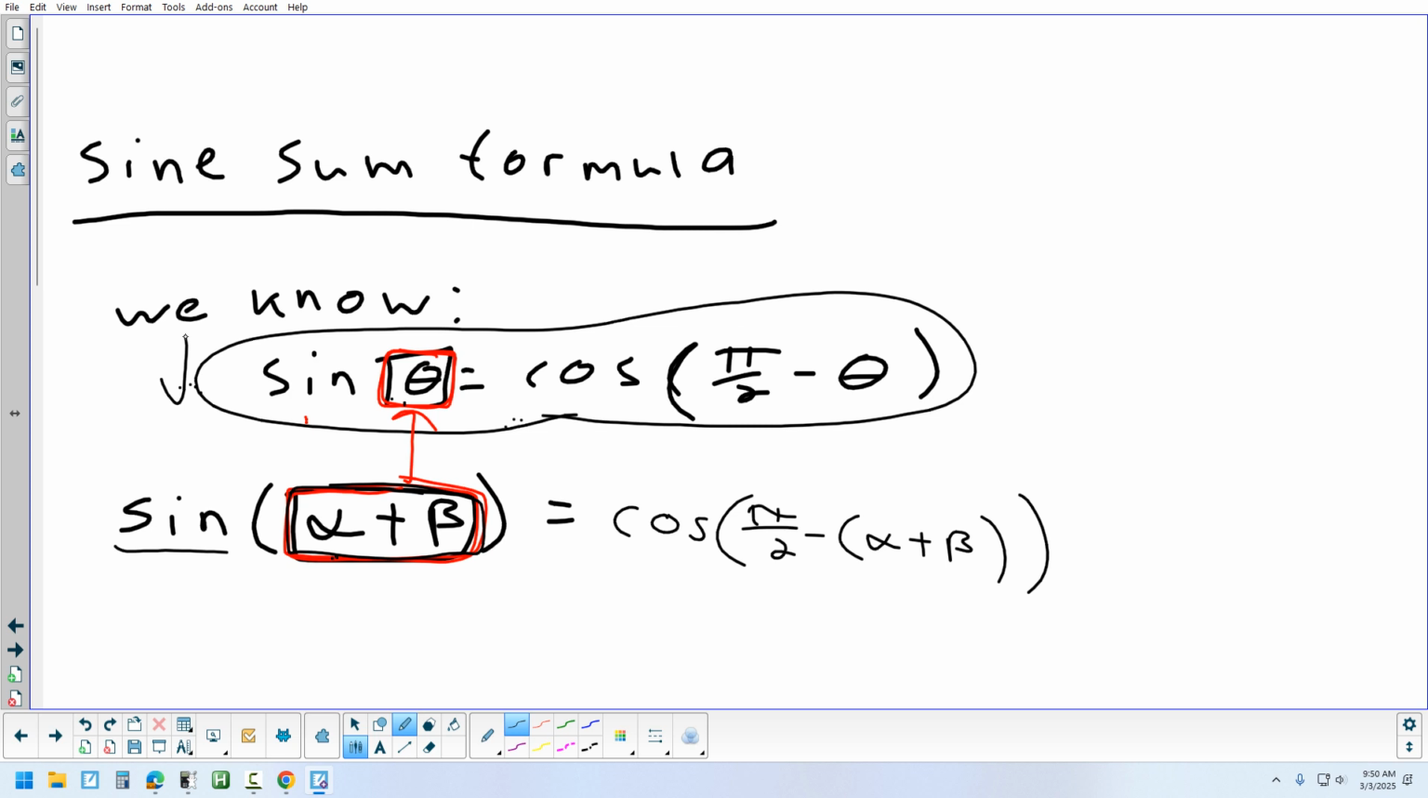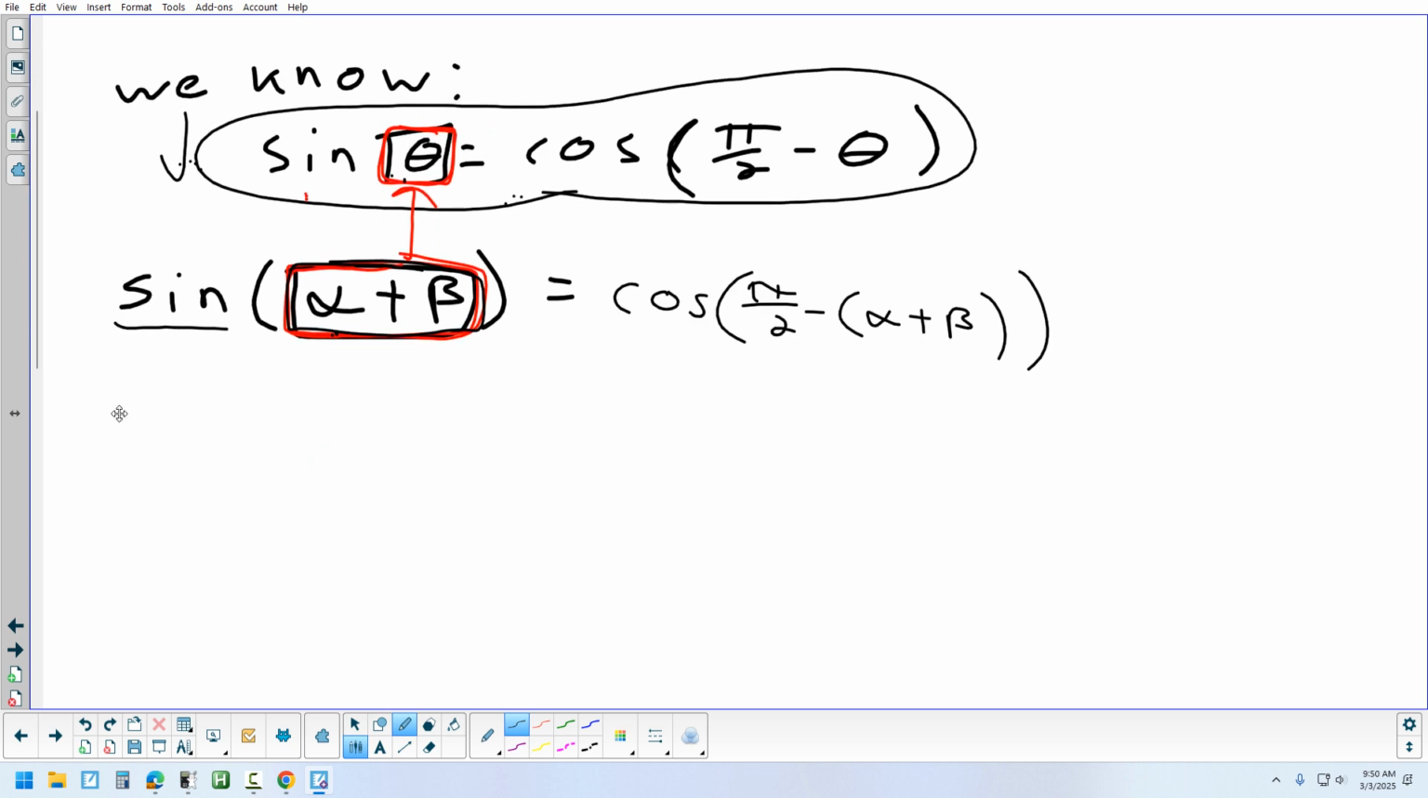All right. Now, I'm going to regroup this right-hand side to look a little bit more friendly and help us do what we need to do. I'm going to regroup it as pi over 2 minus alpha. So I'm basically distributing out that negative. I'm going to have that, and then I'm going to put minus beta. So I'm just distributing out that negative.